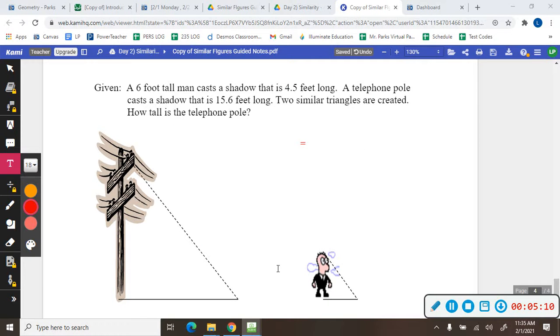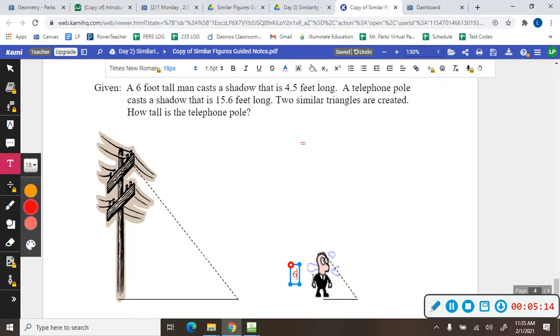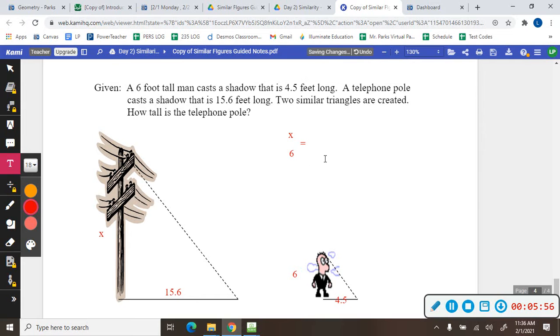So a 6-foot tall man, so I'll measure him, he's 6 feet, put that next to him. He casts a shadow that's 4.5 feet long. A telephone pole casts a shadow, so this would be the shadow, that's 15.6 feet long. Two similar triangles are created. How tall is the telephone pole? So when I set up my proportion, I'm going to do height to height, length to length. So I'm going to say x over 6 is equal to 15.6 divided by 4.5.